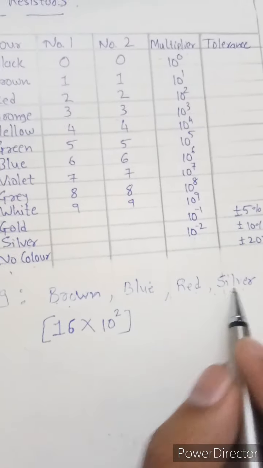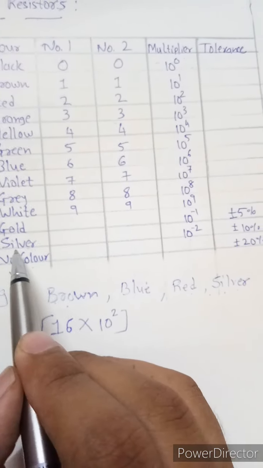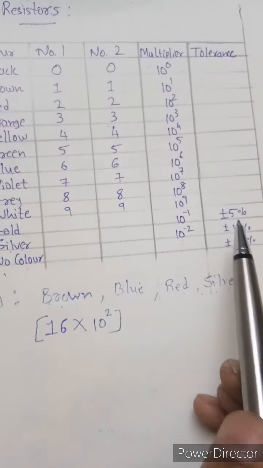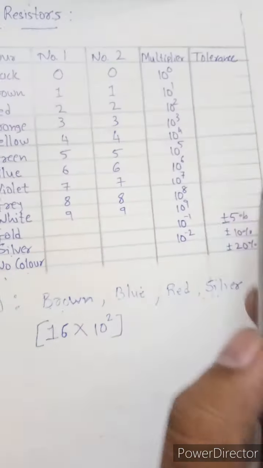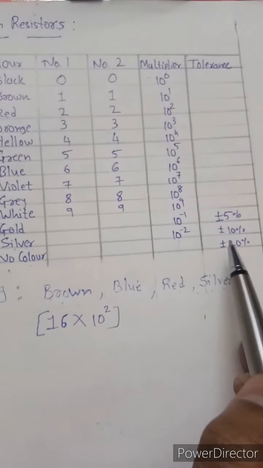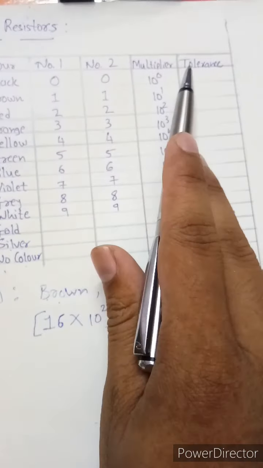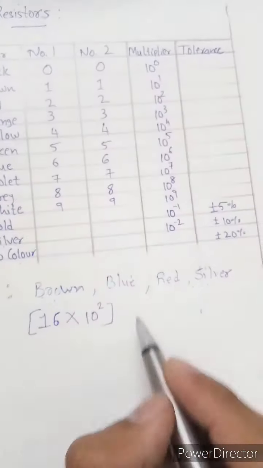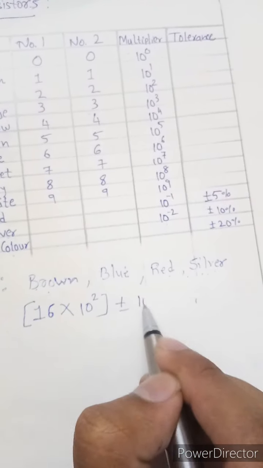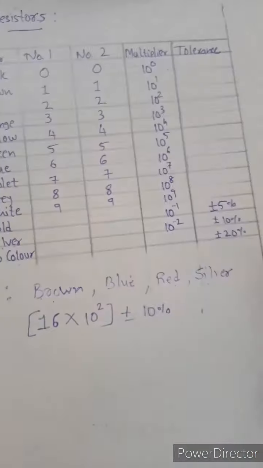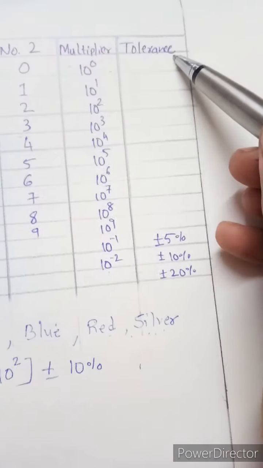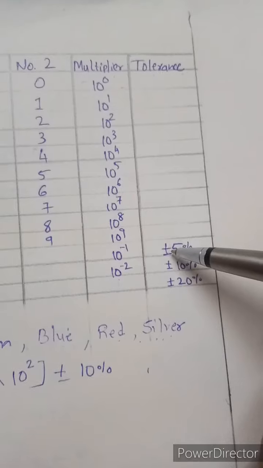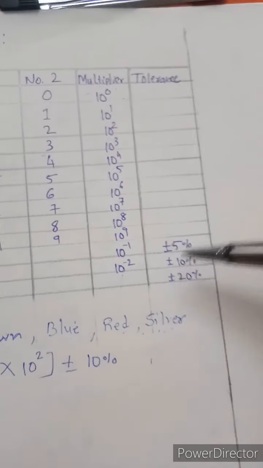And the last color is silver. For silver, we take its value from the fourth column, which is tolerance, and its value is plus or minus 10%. You have to remember that tolerance is given as a percentage, and it is plus or minus.